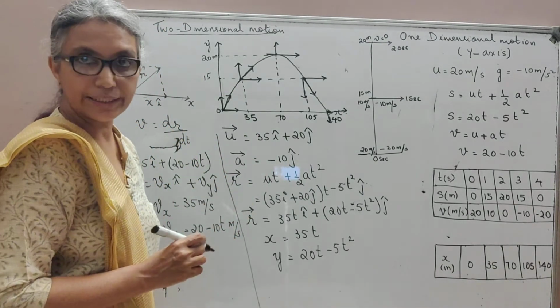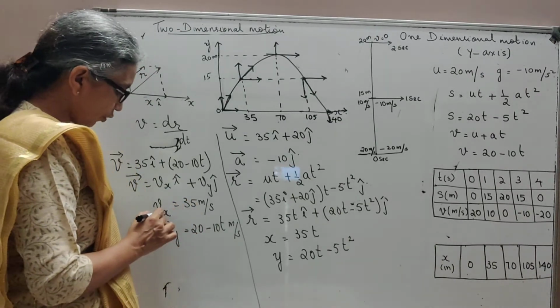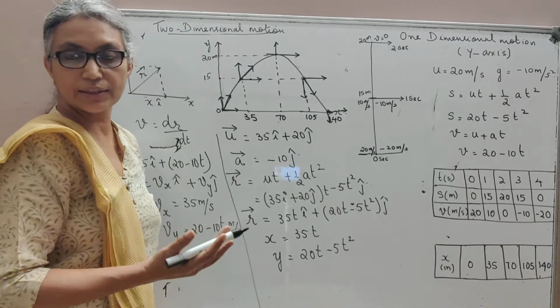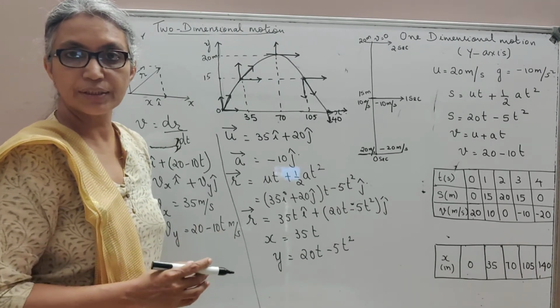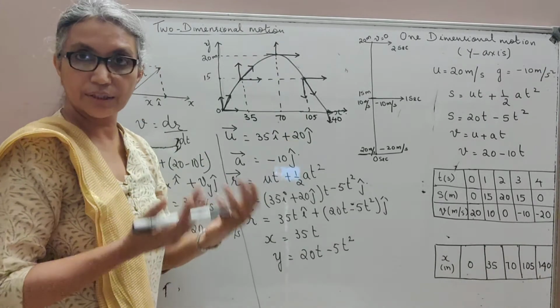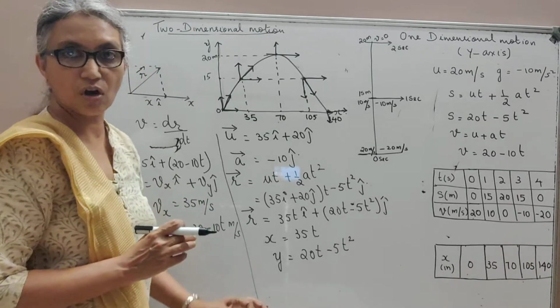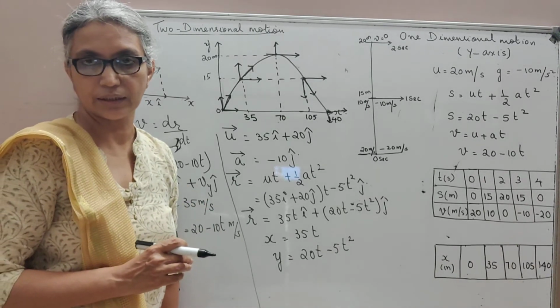Now let us look at the x component. The x component of the instantaneous velocity is 35 meter per second. It is independent of time, which means that throughout the motion, whatever the time may be, the velocity along the x-axis remains constant at 35 meter per second.